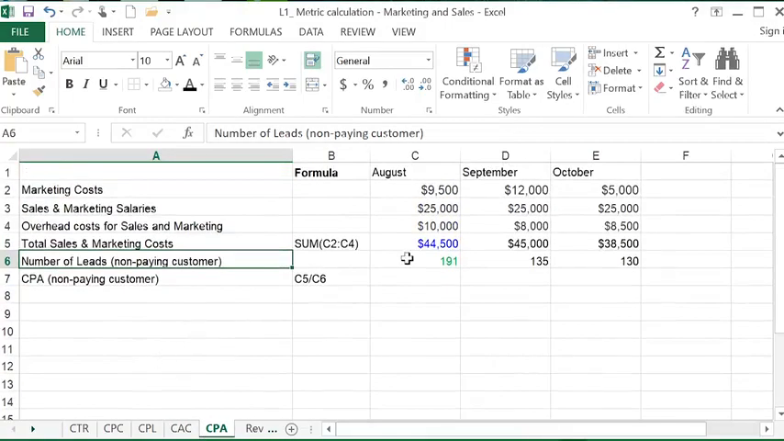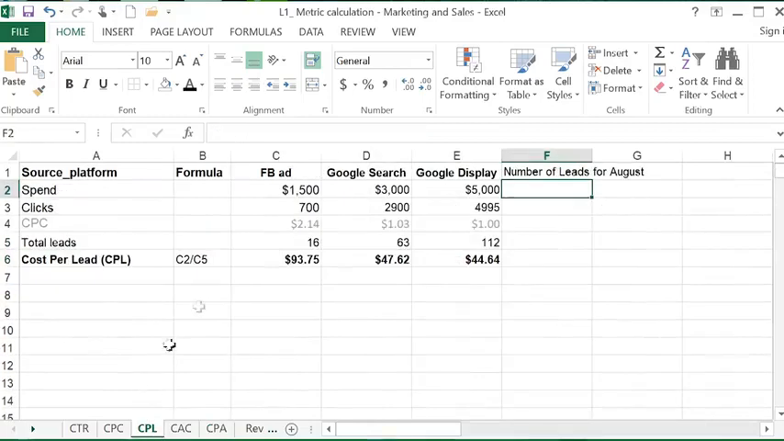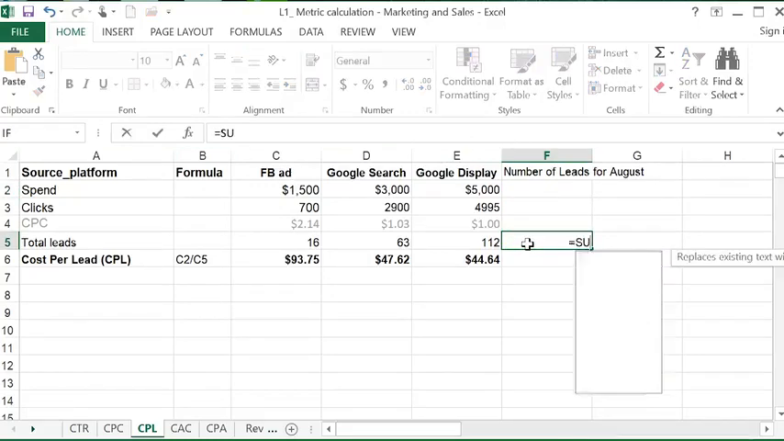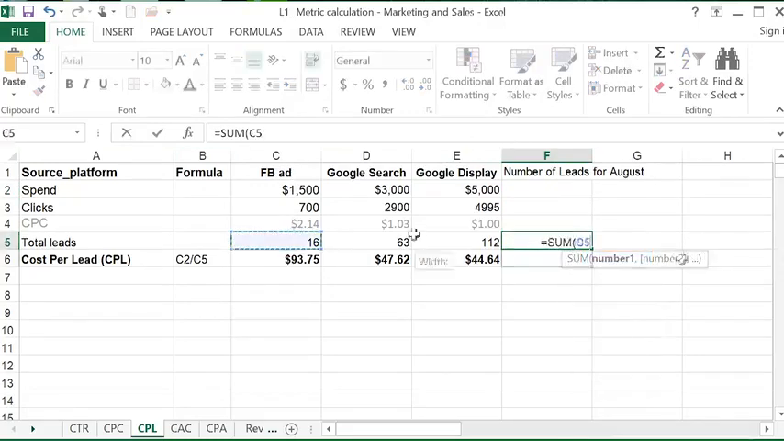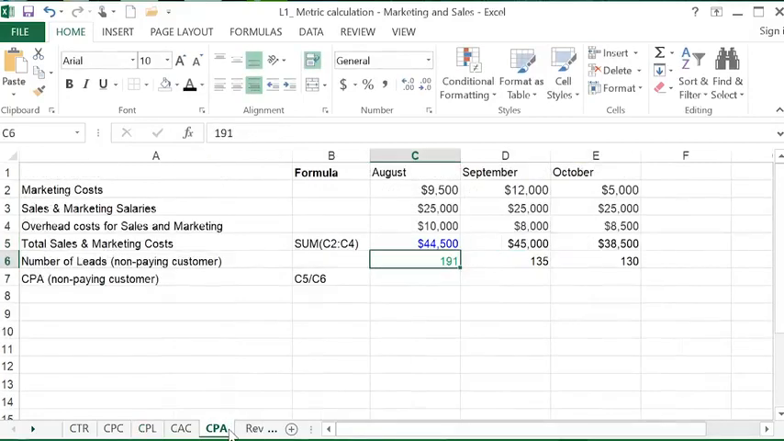The other thing I want to cover is how do I get the number of leads? So I actually got this from a spreadsheet where I was tracking the number of leads from all the various platforms. And so for, say, the number of leads for August, I just added these up across the various platforms. And that's how I arrived at the 191 number. And so I repeat this process for each of the months and I input it here.